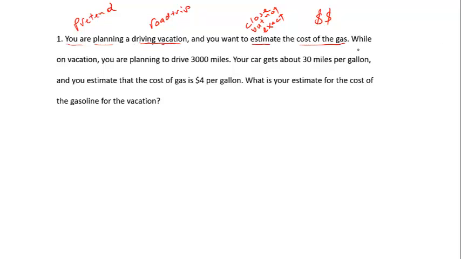Okay. So while on vacation, you are planning to drive 3,000 miles. So 3,000 miles, I guess it's saying this is the total distance. Total distance. That seems far. If I go 3,000 miles, that's like all the way across the country.